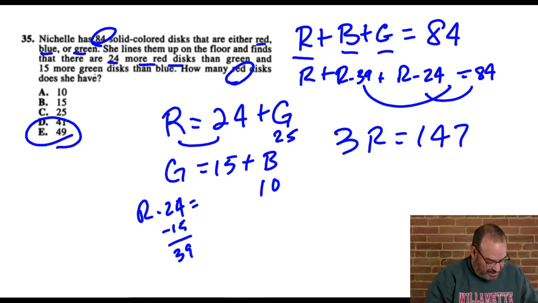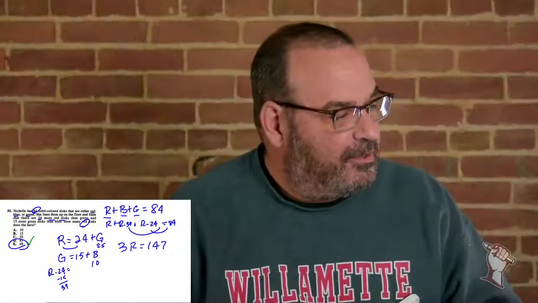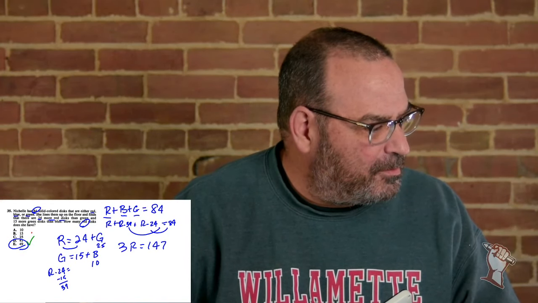So let's do 10 plus 25 plus, what do we solve for? 49. Geez, I couldn't find my answer. 84. Works out well. So the right answer is 49 red discs. I don't really like that green color. I like blue and purple and red better.